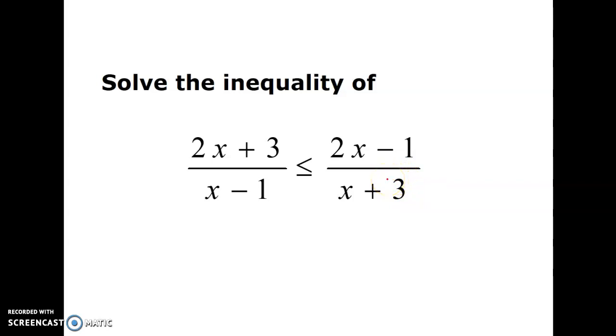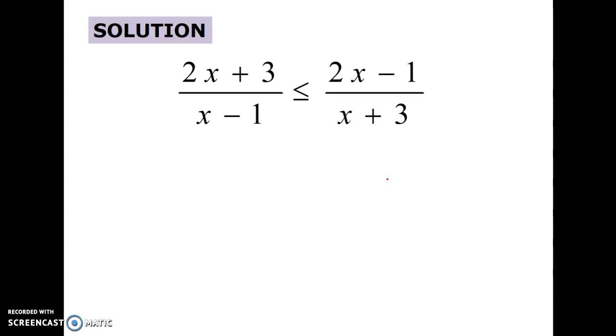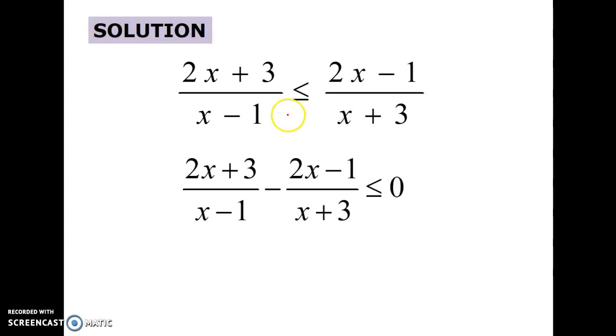The first step I want to do is bring all the terms to the left hand side first, and leave the right hand side to be 0. After that, I wish to simplify the left hand side by equating the denominators. So how do I equate the denominators? I multiply x minus 1 by x plus 3, and x plus 3 multiplied by x minus 1.